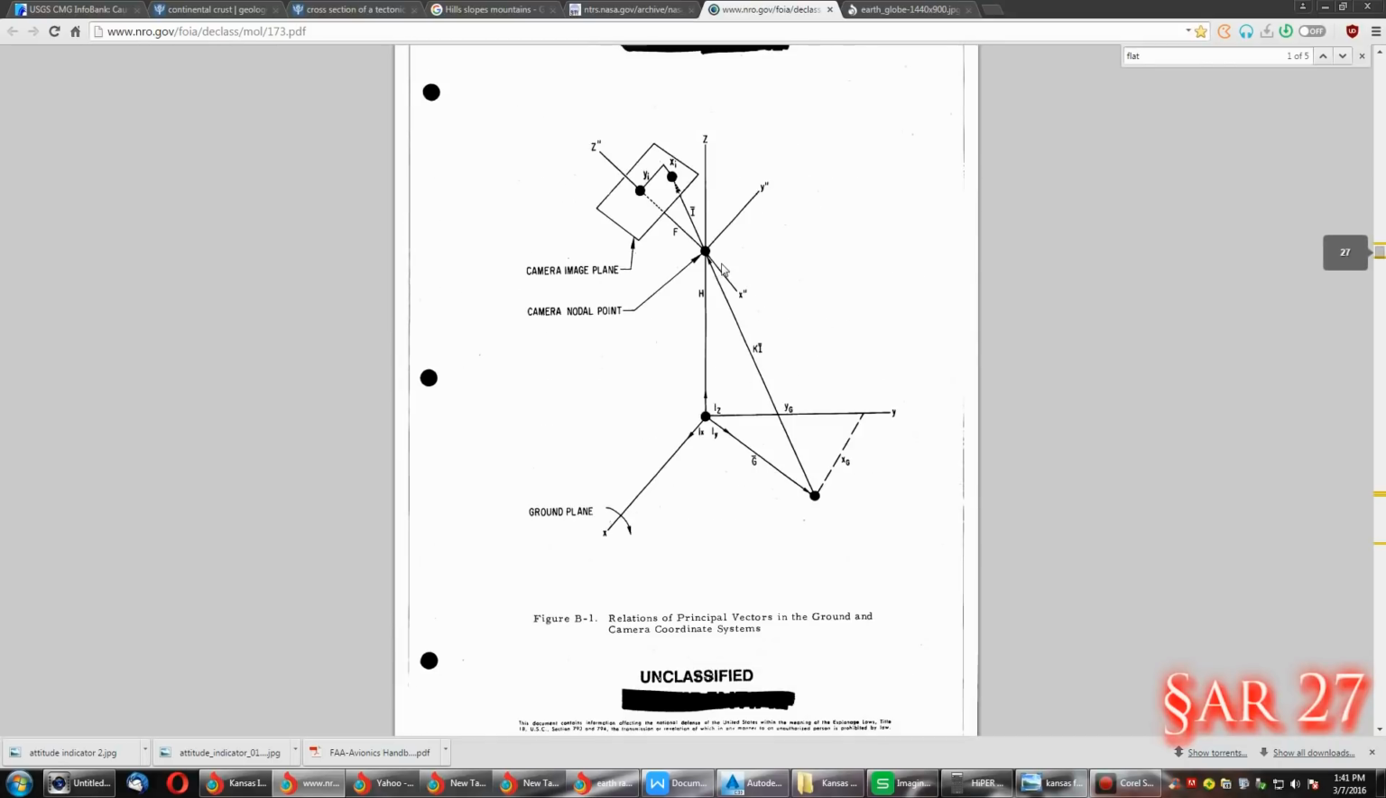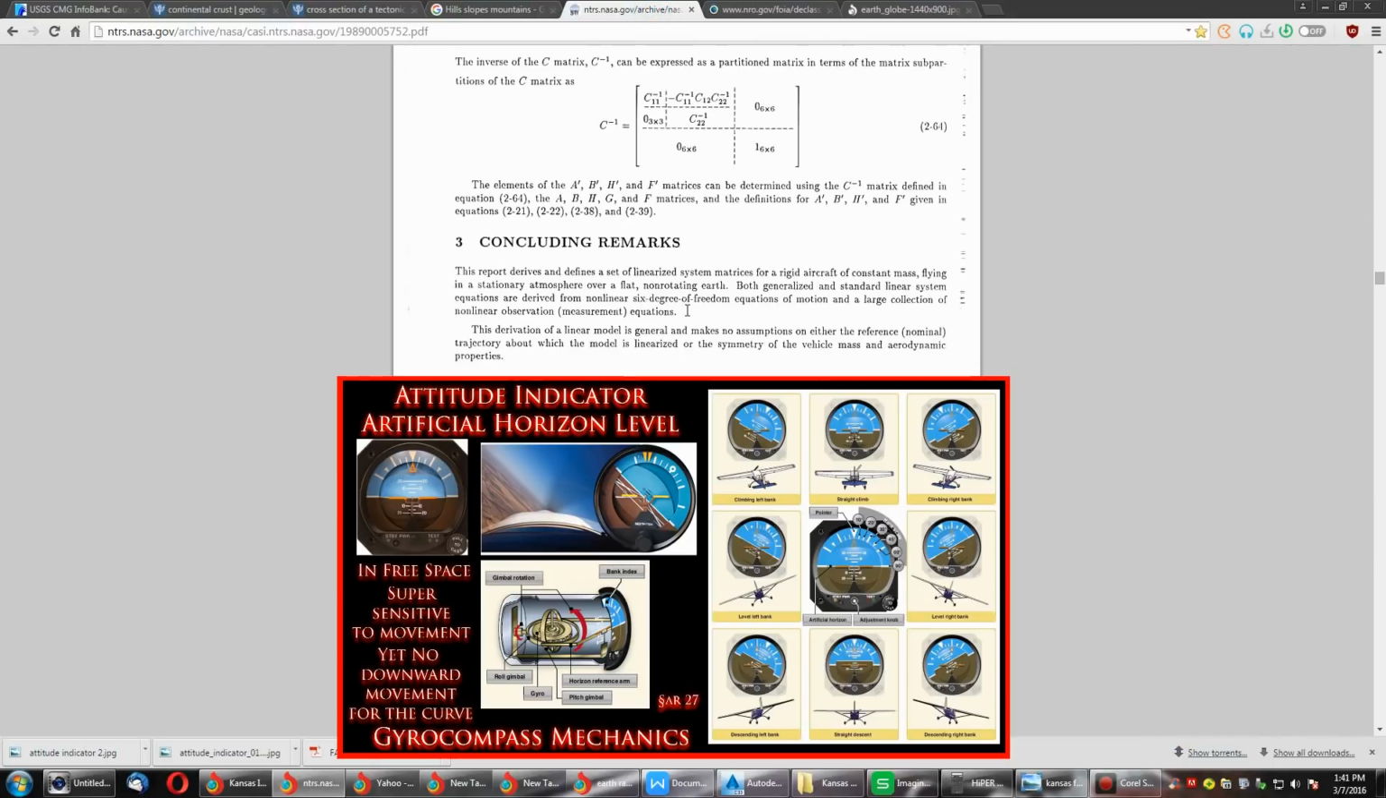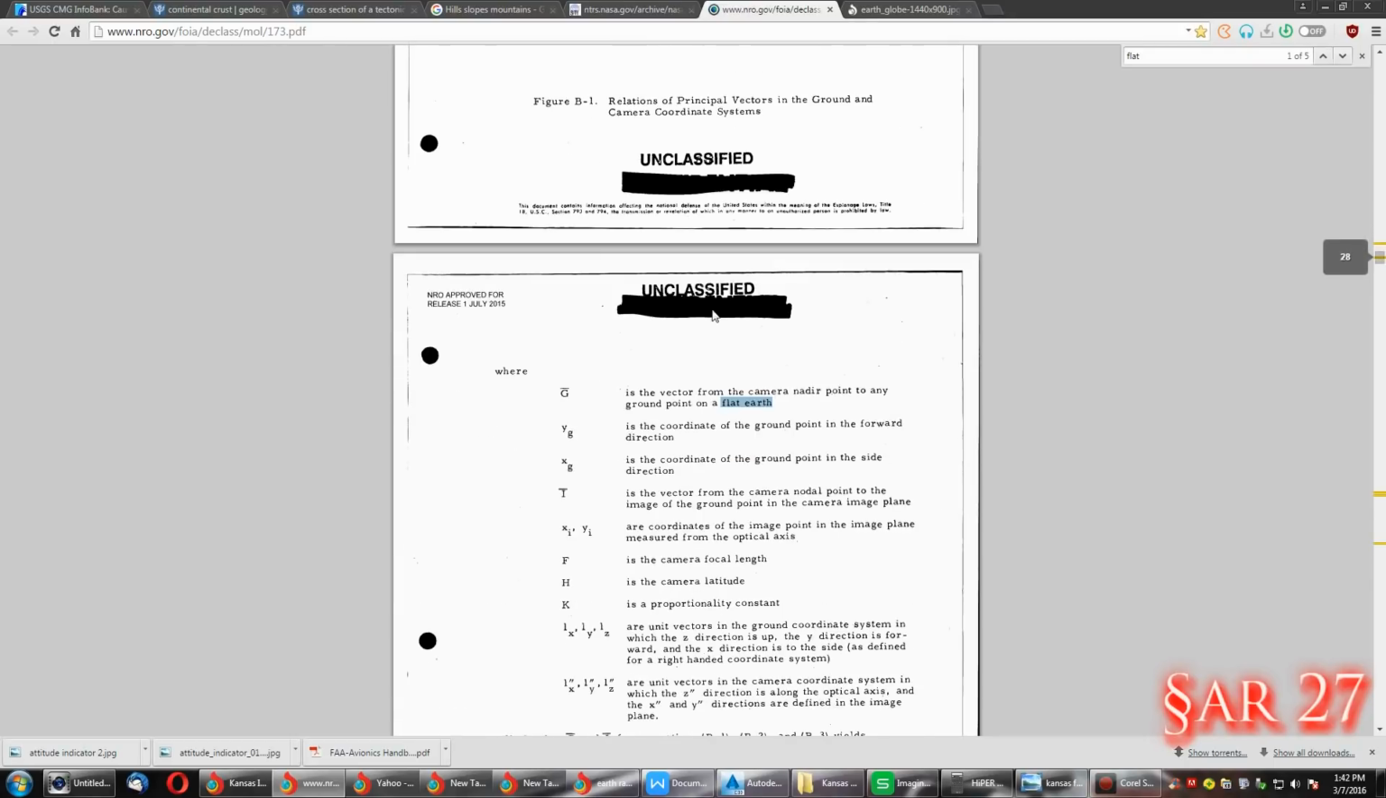So this is the aircraft with its 6 degree of freedom equations. This 6 degree axis, the banking, the rolling, the pitch change, everything in the aircraft in free space, with the camera on the bottom to take pictures of a flat Earth. It's just more and more information put together out there that pushes forward the flat Earth model.